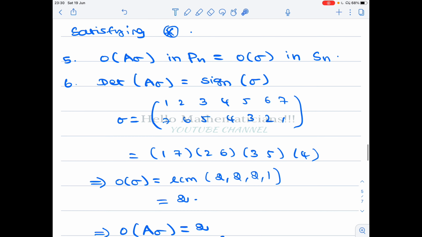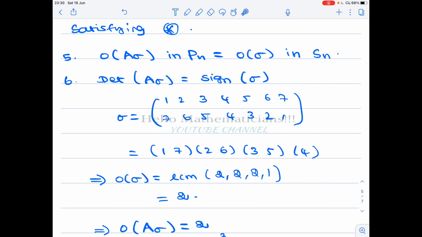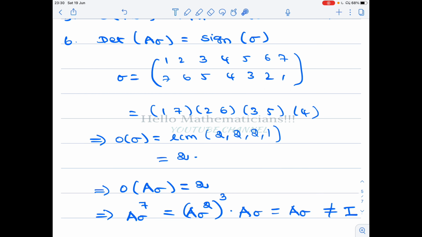First, you remember this is our sigma. Recollect that this is our sigma. Then its cycle decomposition is: 1 goes to 7, 7 goes to 1. 2 goes to 6, 6 goes to 2. 3 goes to 5, 5 goes to 3, then 4 goes to 4 is a single cycle. Now there are three transpositions.